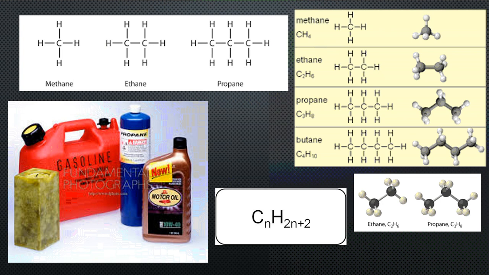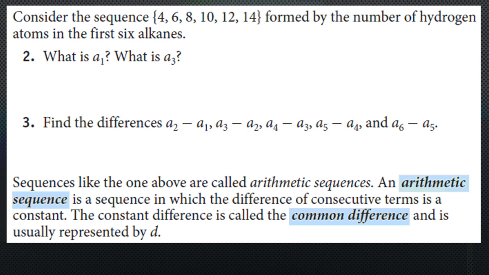So how does that apply to arithmetic sequences? Okay, well, we're going to look at an example here. It says, consider this sequence 4, 6, 8, 10, 12, and 14, formed by the number of hydrogen atoms in the first 6 alkanes. Now, when we look at arithmetic sequences, they're actually pretty easy. They work like linear functions. The one thing that we want to make sure we're paying attention to is the vocabulary.